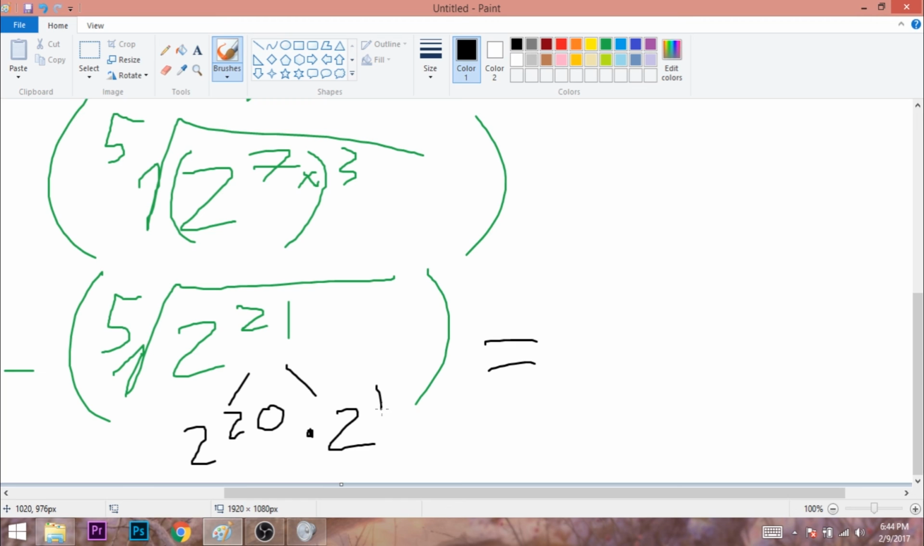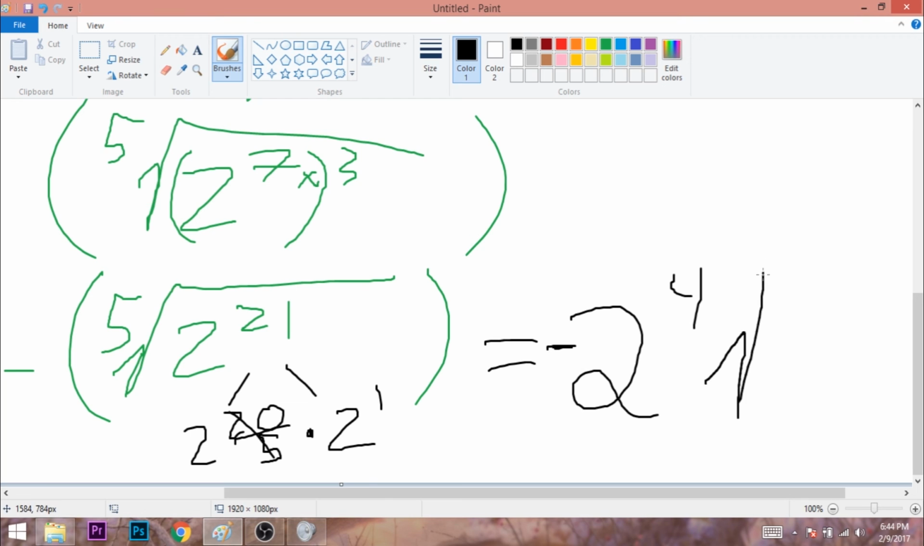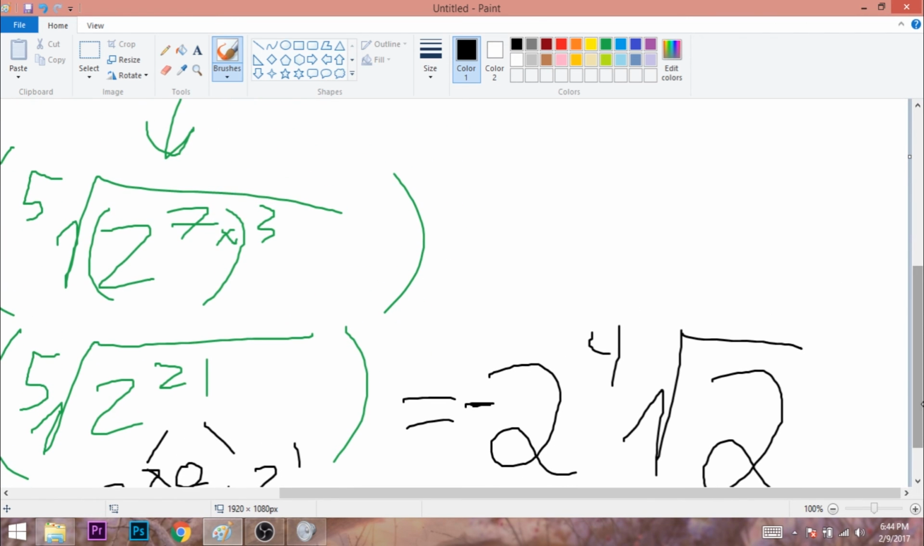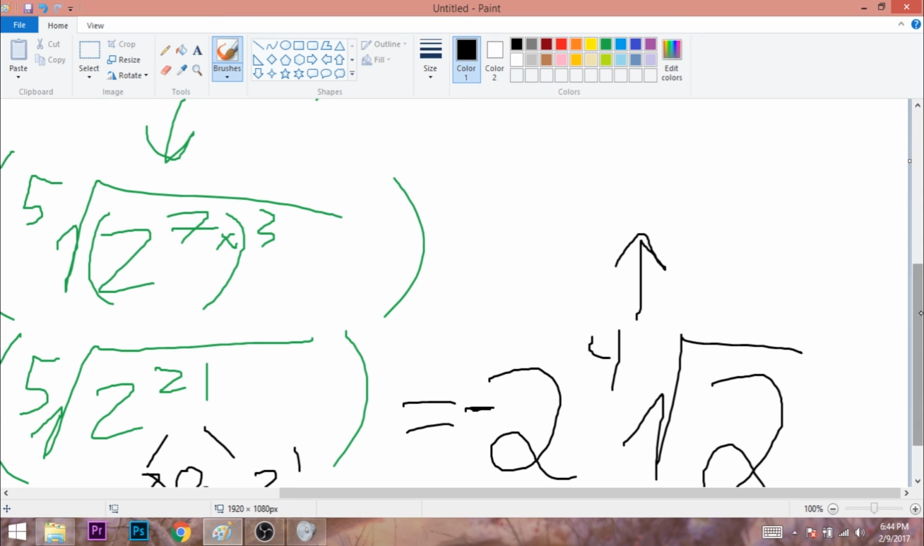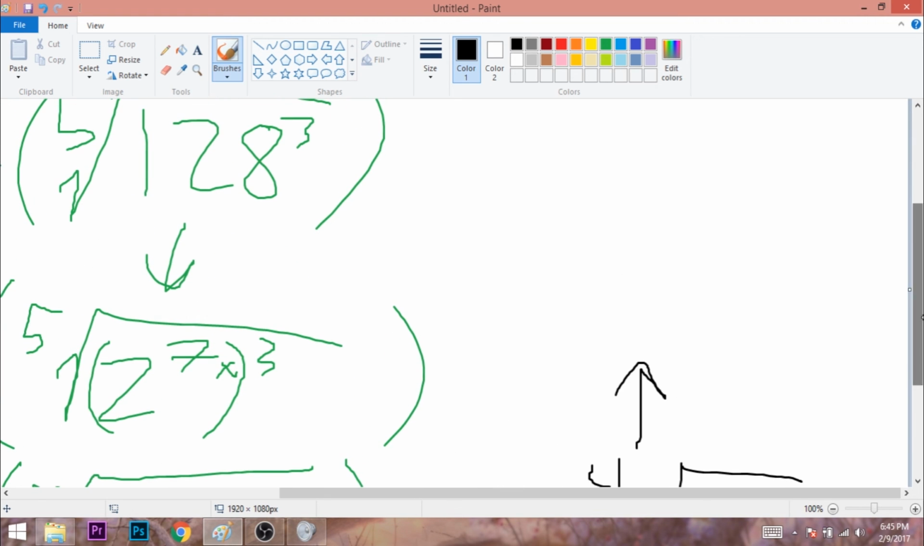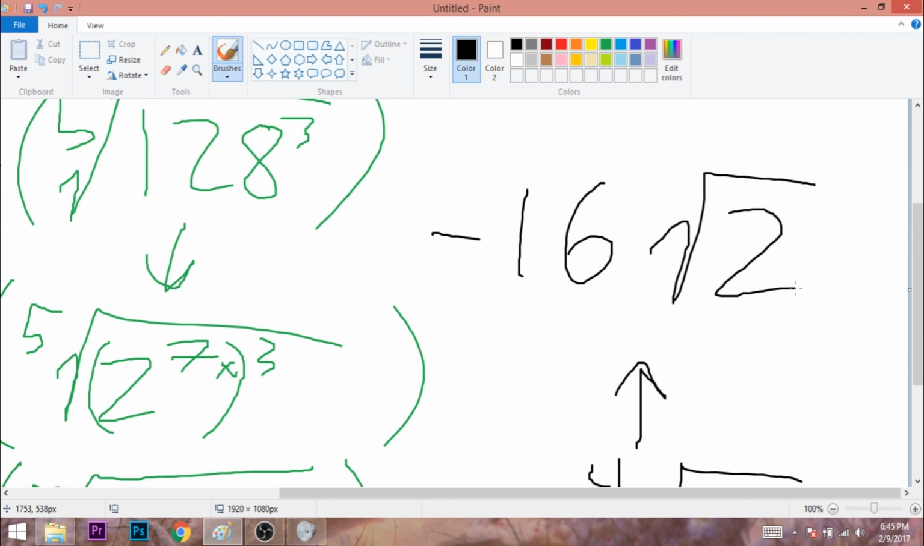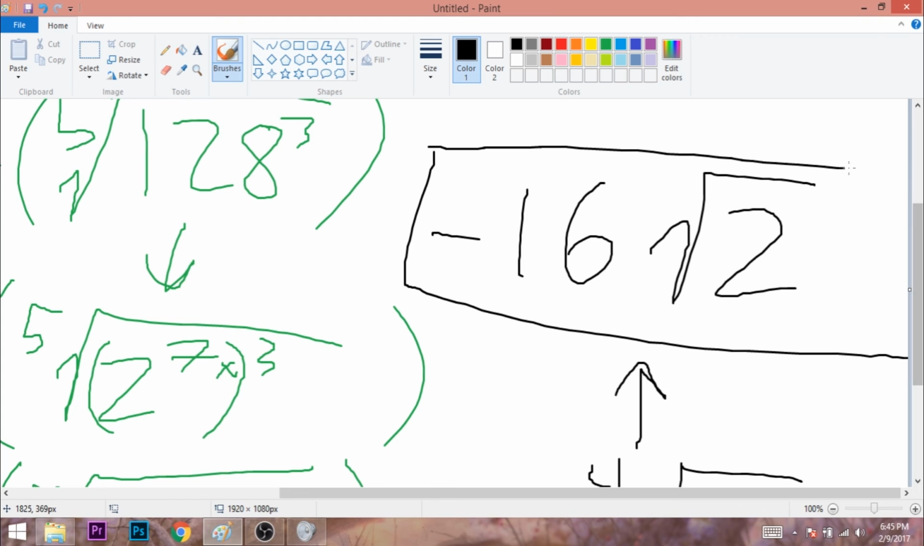So what is the 5th root of 2 to the 20th? It was just dividing this by 5. You'd be left with 2 to the 4th. So on the outside, we have 2 to the 4th, and we're going to have a negative in the front, times the 5th root of 2. What is this equal to? Well, 2 to the 4th is 16. So we're going to have negative 16 times the 5th root of 2. And this is your simplest form that you can get.